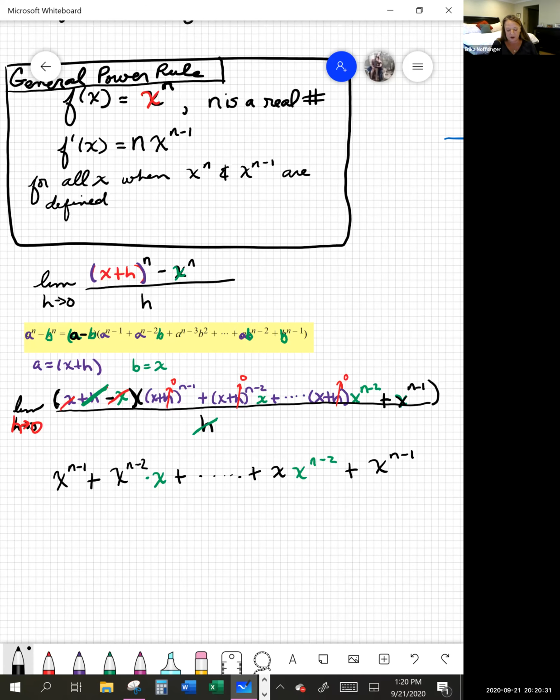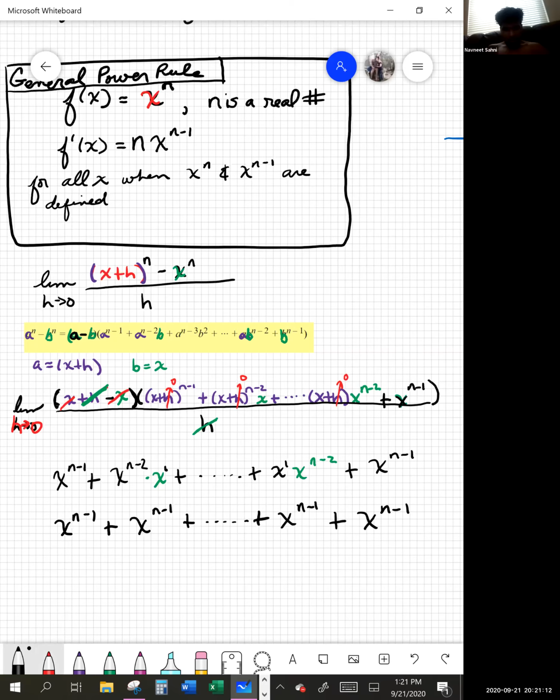So remember rules of exponents. Same base, we add our exponents. Well, this is just x to the n minus 1 plus, so if I add n minus 2 plus 1, notice that I get back n minus 1, plus dot, dot, dot, and that's going to happen with every single term in here. When we do this and we add our exponents, notice that we get 1 plus n minus 2, so that's the same thing as n minus 1, plus x to the n minus 1.